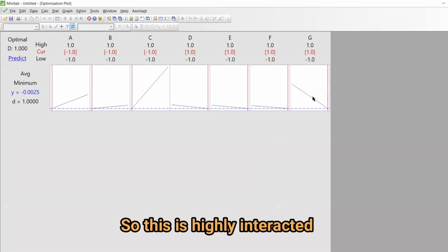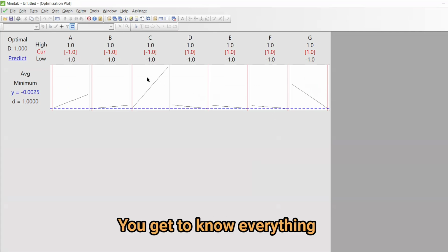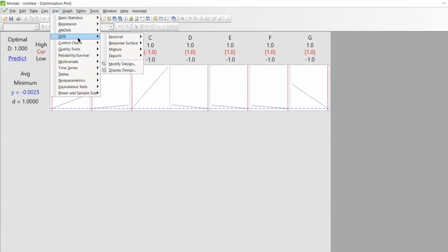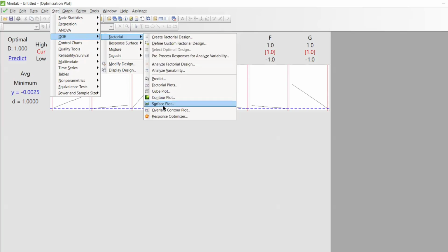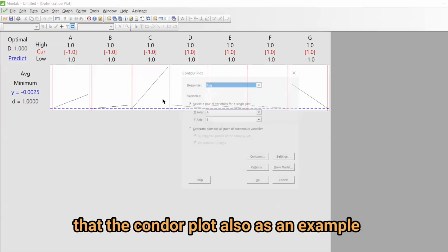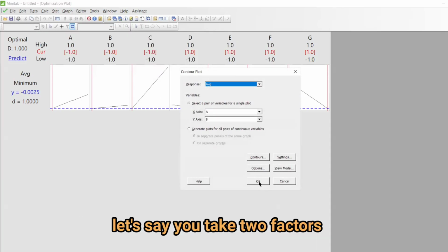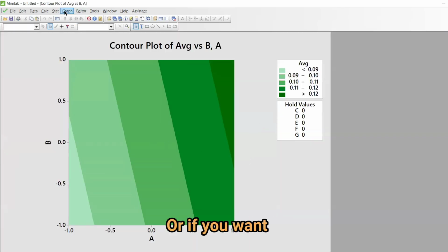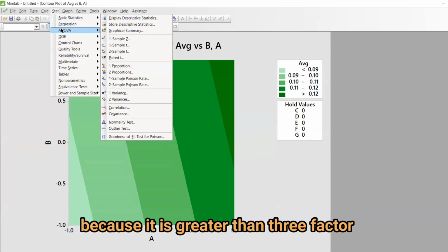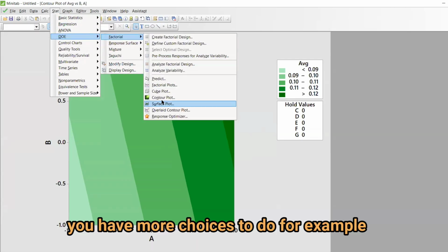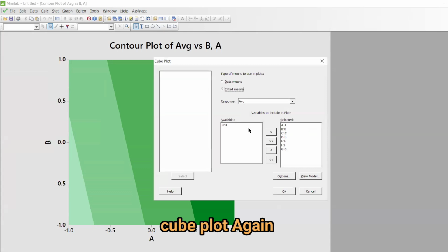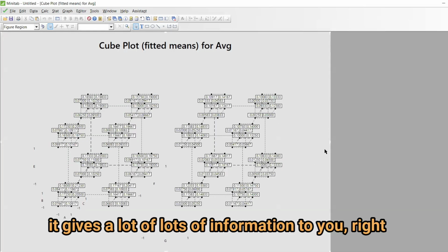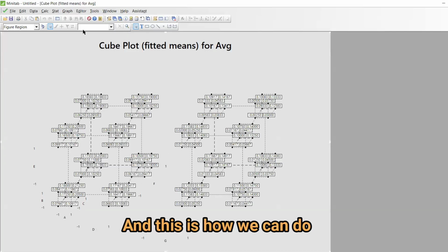So this is highly interacted, and G is highly interacted. You get to know everything. And similarly, if you want a bit more clarity, you can also do the contour plot as an example. Let's say you take two factors. Or if you want, you have more choices because there are more than three factors. For example, a cube plot. Again, you can take any factors. So along with the confounding, it gives lots of information to you, right? And this is how we can do it.